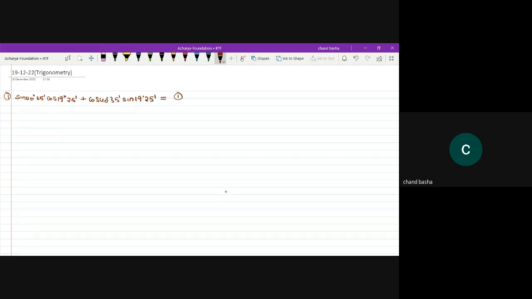The options will be given like this: 1, root 3 by 2, the third one 0, the fourth one is minus 1. Let's observe the formulas and you can proceed. Sir, should we solve, sir? Yes. 1 degree is equal to 60 minutes. This is the point he has given. 60 minutes, we can take it as 1 degree.